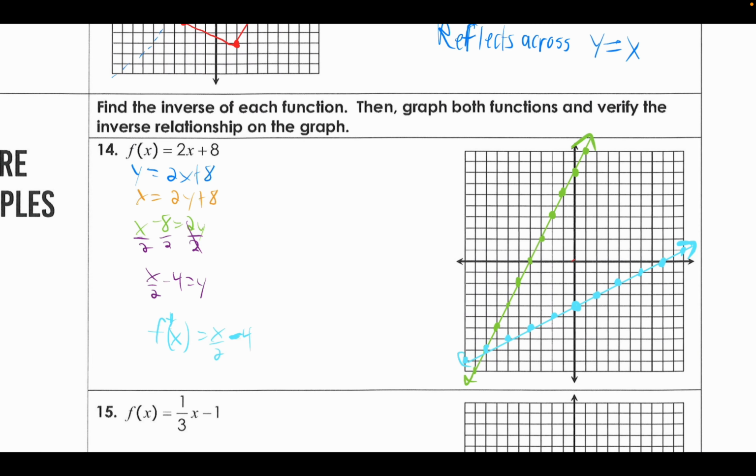And I'll do the dashed line y equals x. And we can note that, yes, each of these points are an equal distance away from each other, and away from, more importantly, the line y equals x.